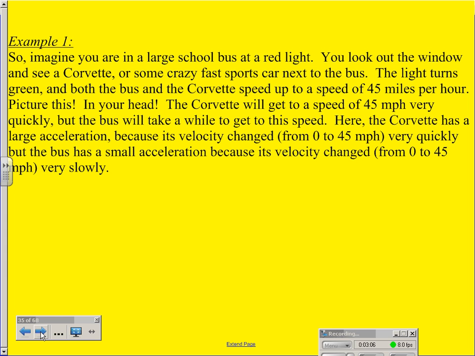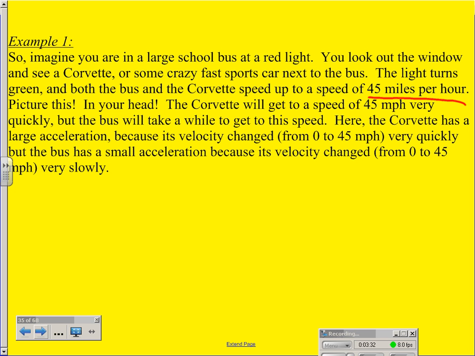All right. So example number 1. Imagine being in a large school bus at a red light. You look out the window and there's a Corvette or some other crazy fast sports car next to the bus. Sorry, I'm kind of reading to you here. So the light turns green and both the bus and the Corvette speed up to a speed of 45 miles an hour. Picture that in your head, you guys. You've got a Corvette and a bus. The light turns green and both drivers are going to stamp on the gas pedals.